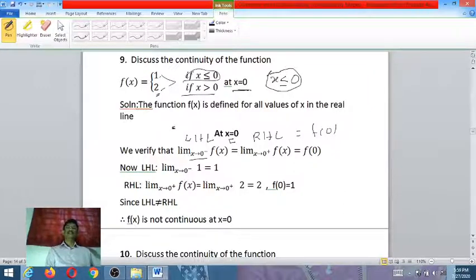That means there is another definition for continuity: the left hand limit must be equal to the right hand limit, and that must be equal to f of 0, then it is continuous at x is equal to 0.